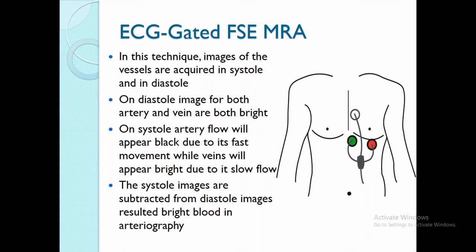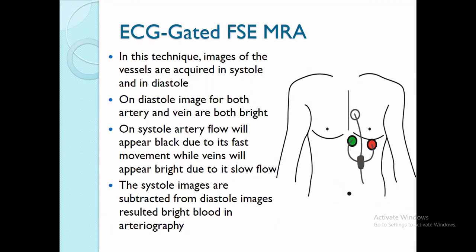So the difference comes only from the arterial flow, which is bright in the diastole and darker in the systole. So if you subtract an image of the systole from the diastole, it will give you a bright blood arteriography. Because if you look at the veins in the diastole and the systole, if you subtract them from each other, it will give you no image at all.